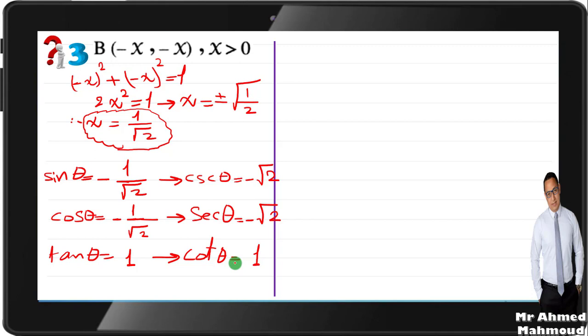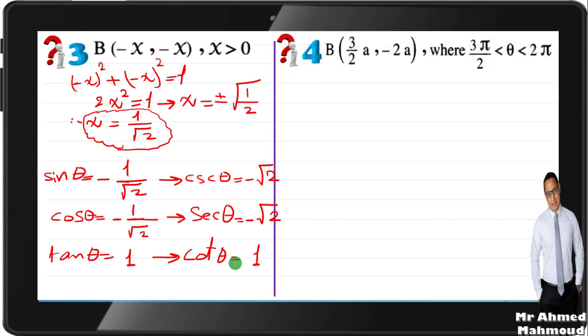Okay, number 4. b equals 3 over 2a and negative 2a, where theta belongs to 3 pi over 2 and 2 pi. This is the fourth quadrant. In the fourth quadrant, the first is positive and the second is negative. So a here must be positive, because positive gives positive and negative times positive gives negative. So a must be greater than 0, or positive.